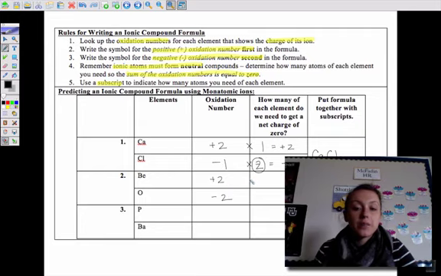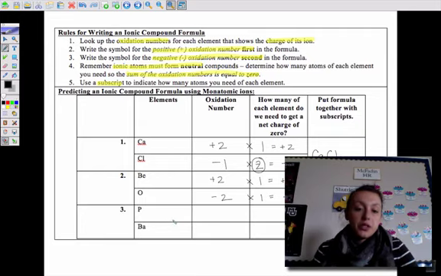But let's prove it. If I do +2 times 1, it's just +2. Oxygen is -2, and if I only need 1 of them, then the charge is going to be -2. Now again, if I have +2 and then I take 2 away, I'm back at 0, which is exactly what I want. So my formula is only going to be Be, and only 1 of them, and then O, and only 1 of them.